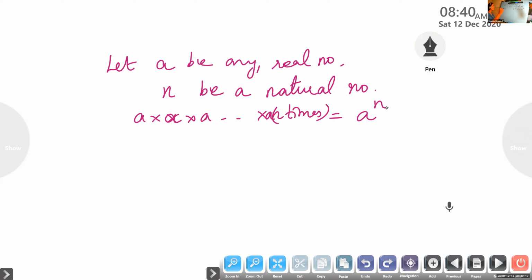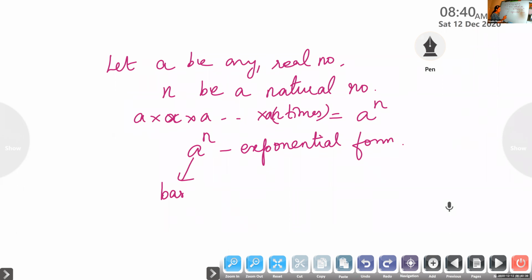Let a be a real number and n be any natural number. Suppose we multiply a n times, a into a and so on up to n times; that we denote as a raised to n. So a raised to n is the exponential form. And here a we call the base and n we call the index or exponent.